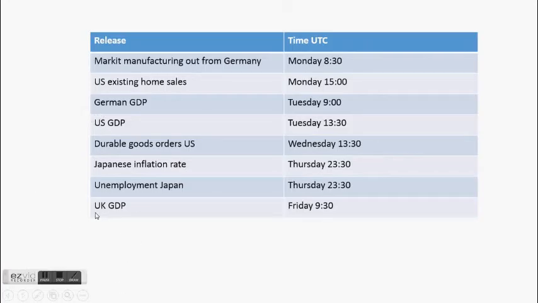We've got UK GDP on Friday at 9:30 in the morning. That should be good. So we've got quite a good week ahead of us.